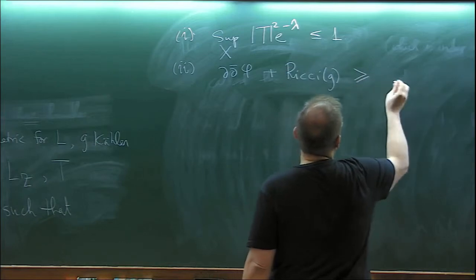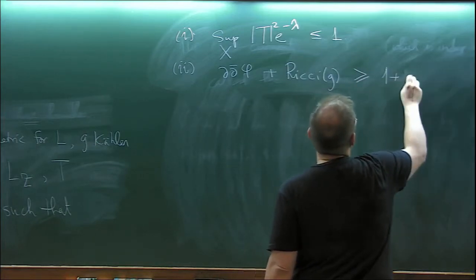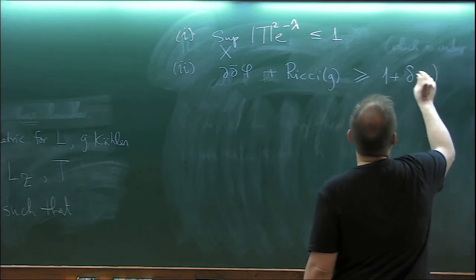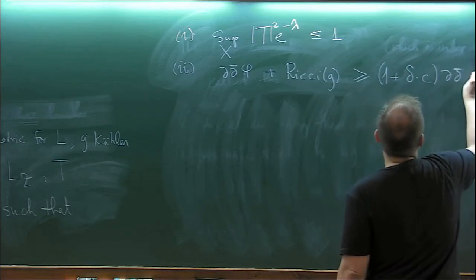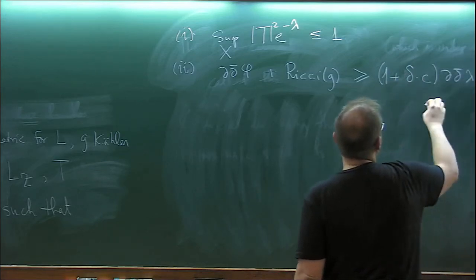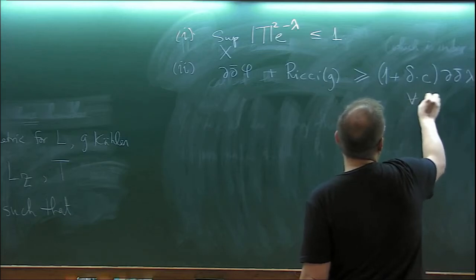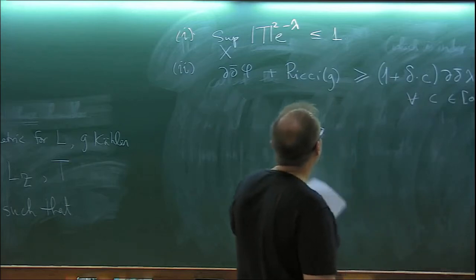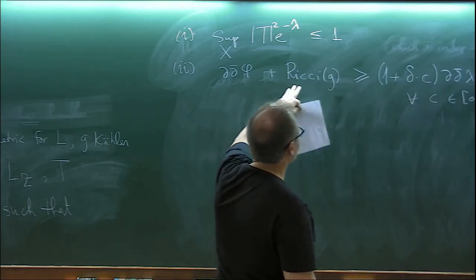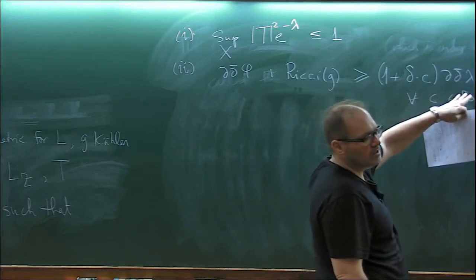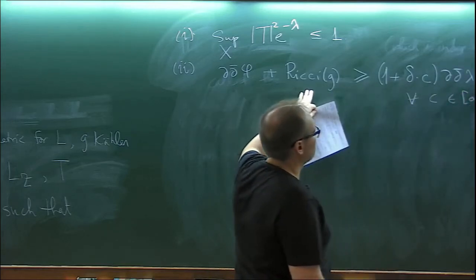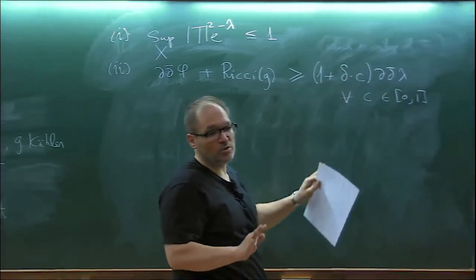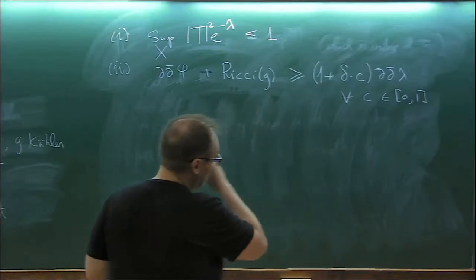is greater than or equal to 1 plus delta times C times the curvature of lambda, or e to the minus lambda, for all C between 0 and 1. So it's a convex combination of dd bar phi plus the Ricci of G minus dd bar lambda, and dd bar phi plus the Ricci of G minus 1 plus delta dd bar lambda. So it's equivalent to say that just those two are positive. I'm going to say it like this.